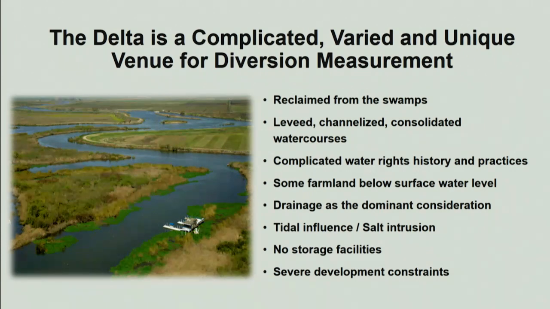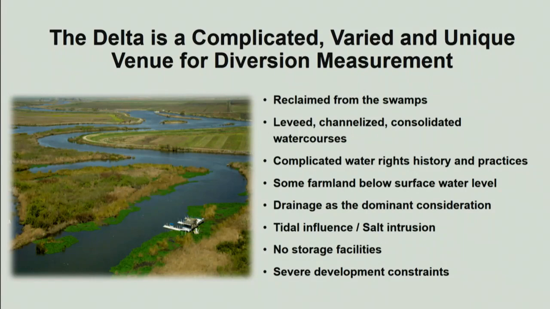Obviously, with respect to all of that, the water rights history and practices in the Delta evolved over a long period of time, a long time ago. So, for instance, as you know, prior to 1914, there was no specific administrative mechanism, such as the State Board and its predecessor, the State Water Commission, which was created only in 1914.